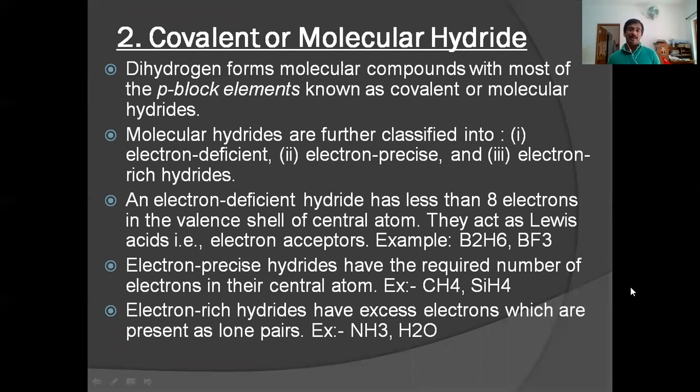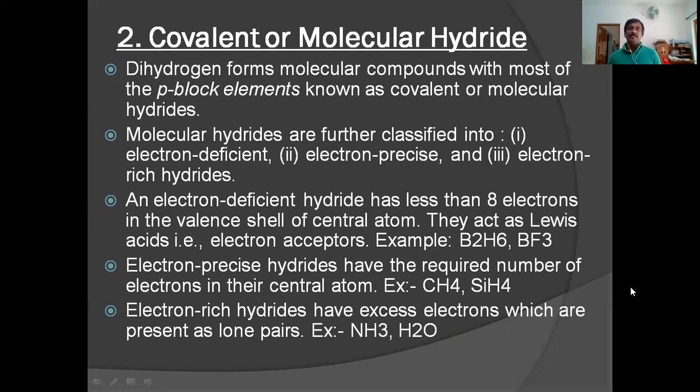Covalent or molecular hydrides. Dihydrogen forms molecular compounds with most of the p-block elements, known as covalent or molecular hydrides. They are classified into three. The first one is electron deficient, second one is electron precise, and the third one is electron rich hydrides. We get an idea from the names itself. First one, electron deficient. Deficient means a less number of electrons, in the central atom.